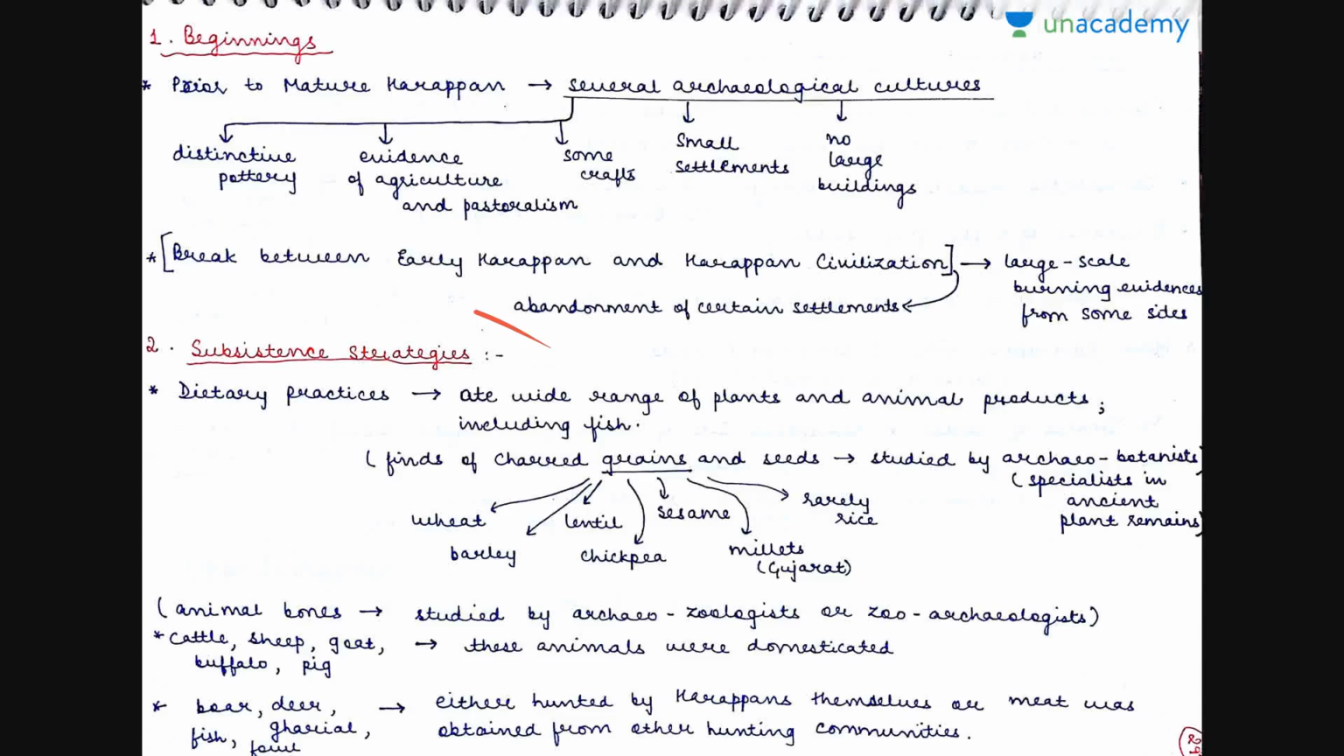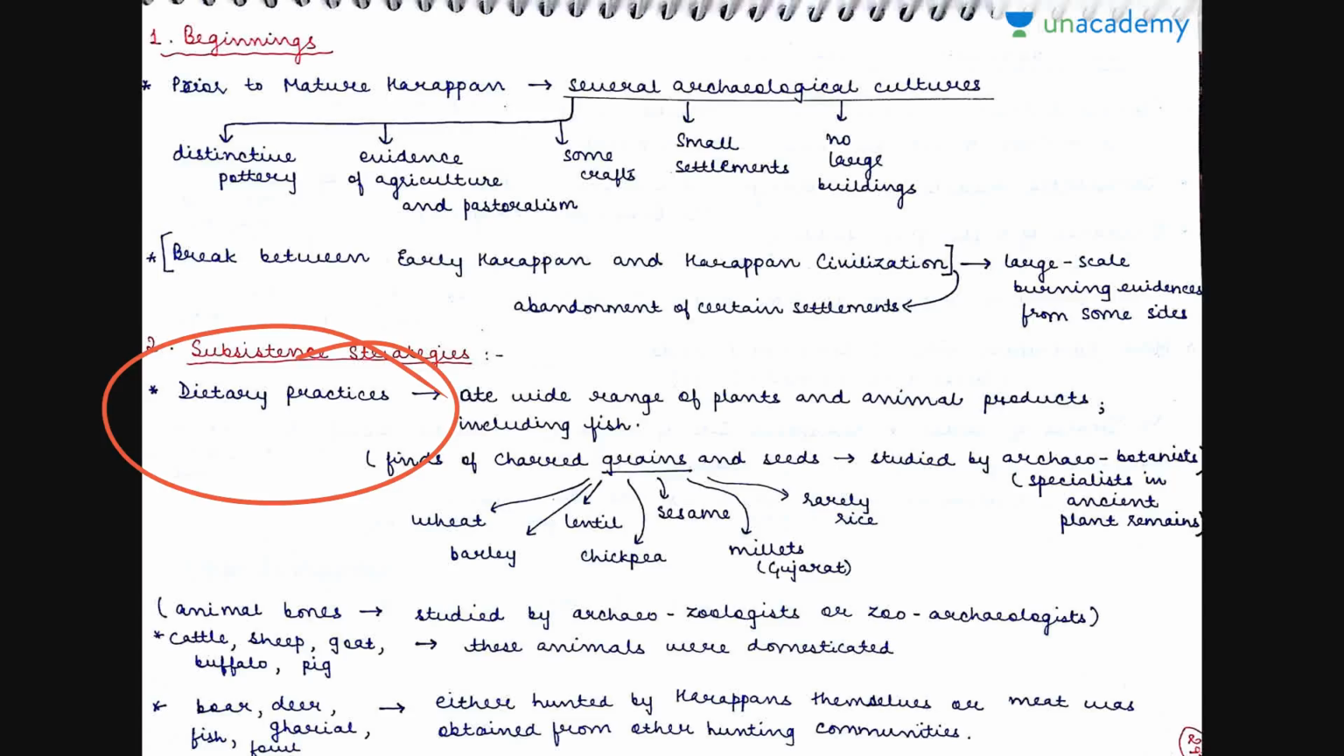Then the second subtopic says subsistence strategies. This means, how did people actually survive in that period? What was the method or mode of subsistence? So what strategies did they use? First of all, for subsistence, what is mainly important is what you eat, what you survive on, what you depend on. So that's about the dietary practices.